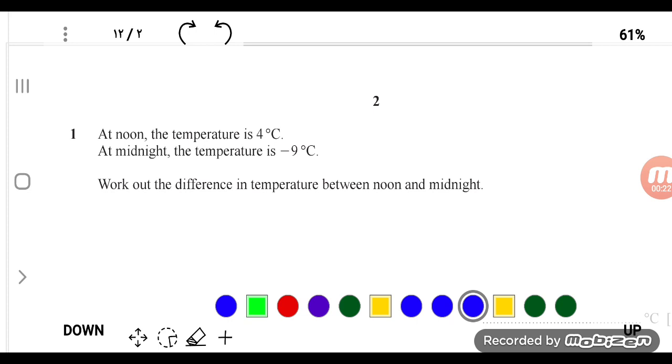Question number 1. At noon the temperature is 4 degrees Celsius. At midnight the temperature is negative 9 degrees Celsius. Work out the difference in temperature between noon and midnight. So here we want the difference, which means subtraction. So I will subtract big minus small. So 4 minus 9, we get 13, and that is the answer.